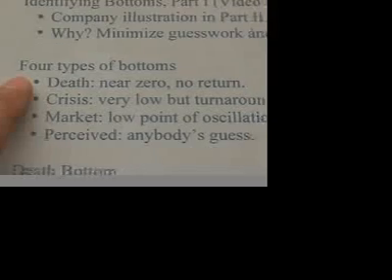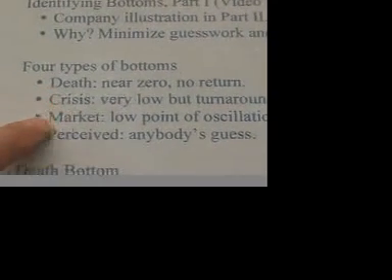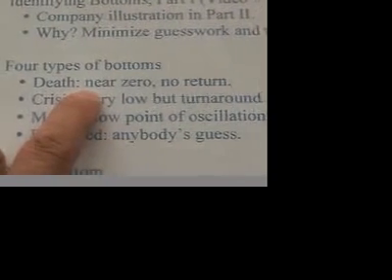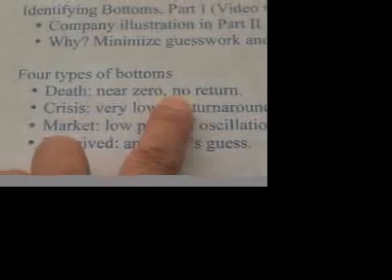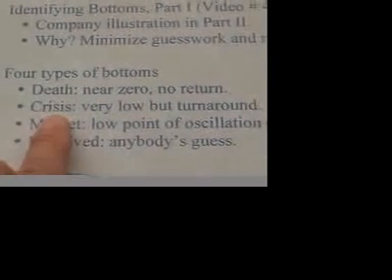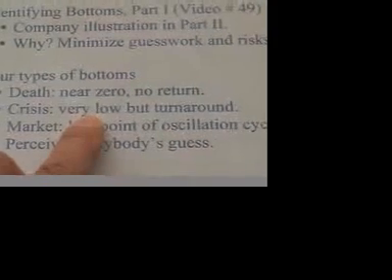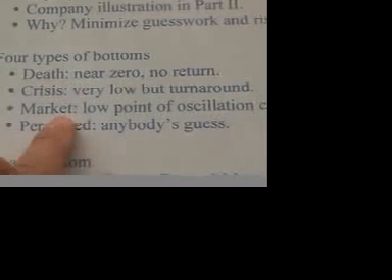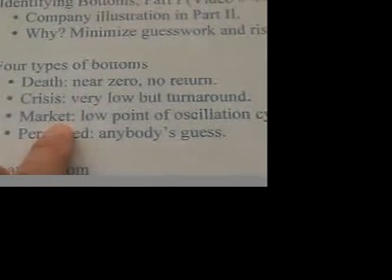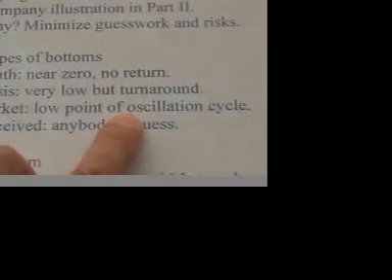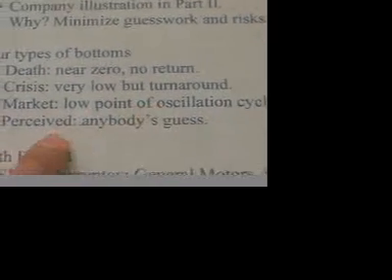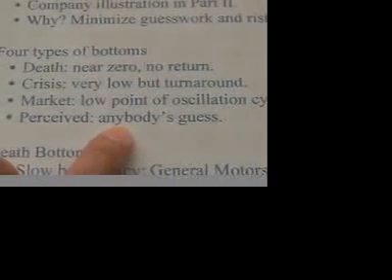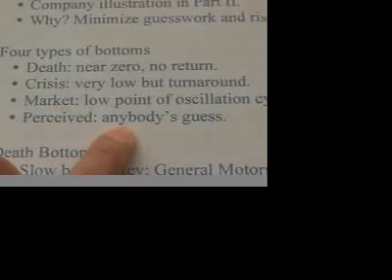There are 4 types of bottoms: death bottom, crisis bottom, market bottom, and perceived bottom. The death bottom is near zero. It's a place of no return. The company is dead. Crisis bottom is very low, but it's above zero and it has a turnaround. Market bottom happens every day, every week, or every month. It's just a low point of oscillation for the stock. Perceived bottom is anybody's guess. You and I and everybody else has our own perceived bottoms.